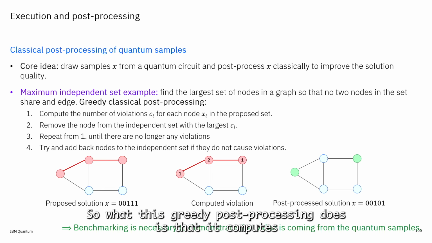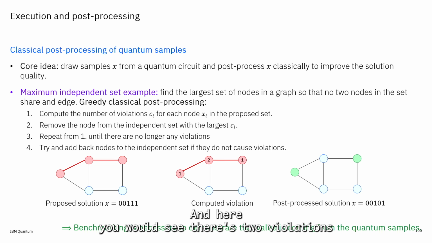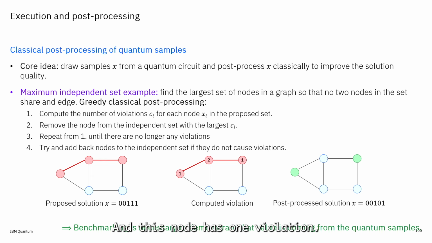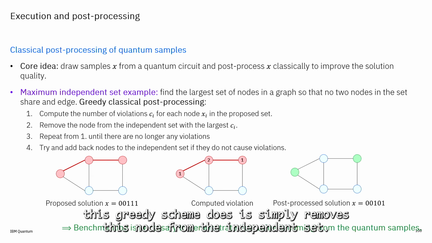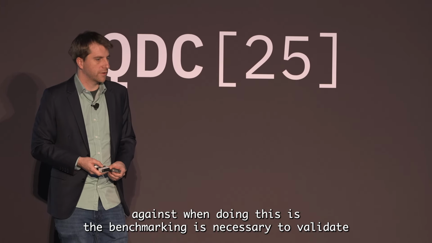So what this greedy post-processing does is that it computes the number of violations for the different nodes, and here you would see there's two violations, this edge and that one. This node has one violation, namely this edge, and this node has one violation. And then what this greedy scheme does is simply removes this node from the independent set, and you have a new proposed solution. Right?